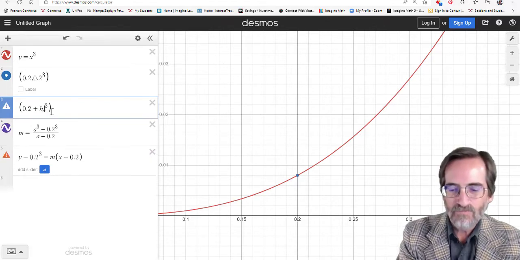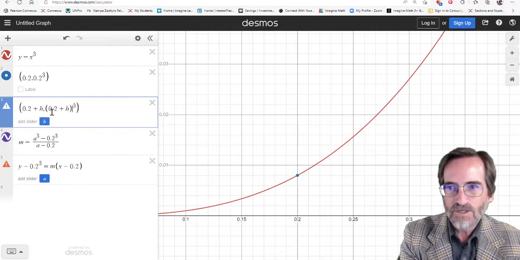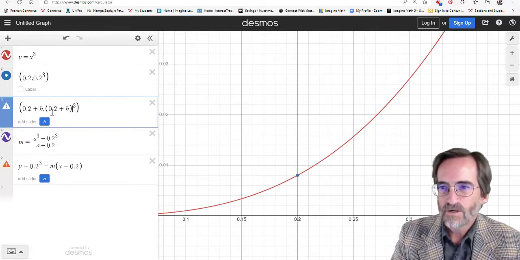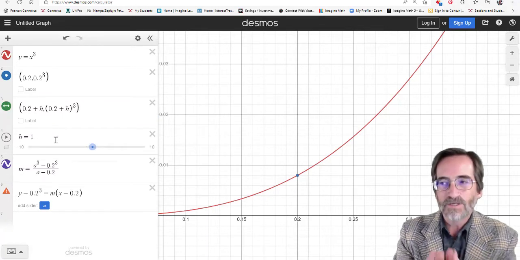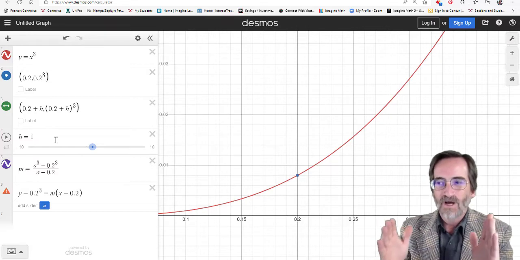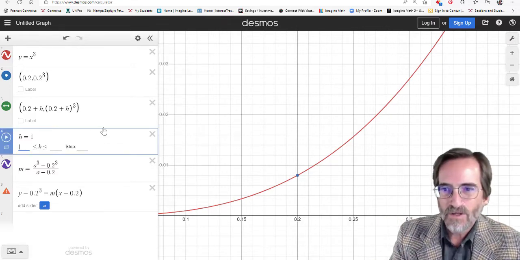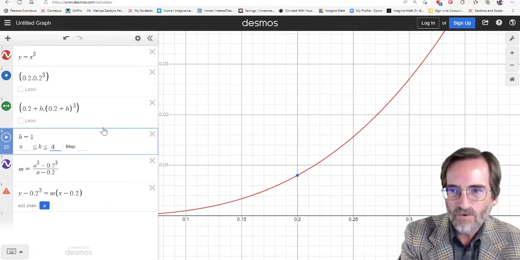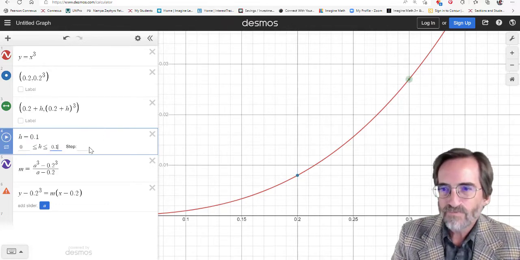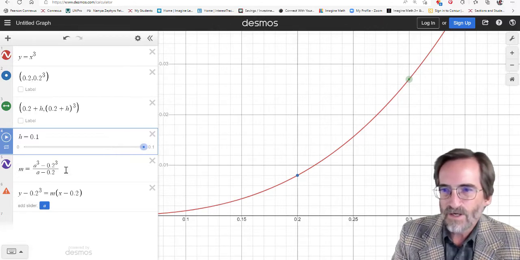This then becomes 0.2 plus h quantity cubed, right? And I need to add a slider for h now. Now h is the difference, the horizontal space, there's going to be between 0.2 and the value I'm interested in. So I'm going to let h vary from 0 to 0.1. Okay, and there we go. We get our slider, right?